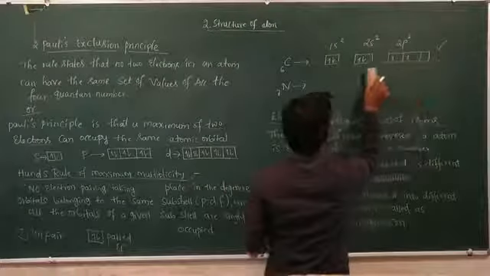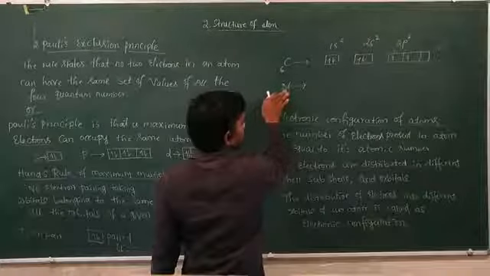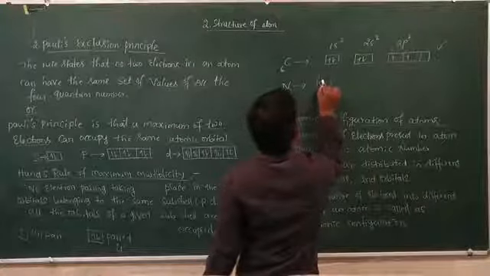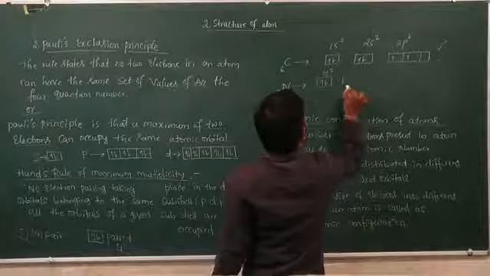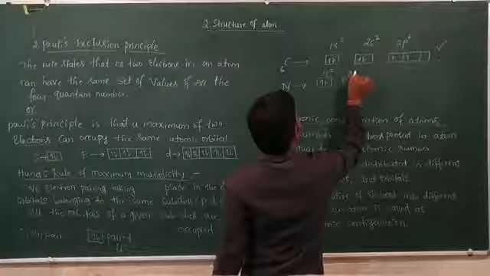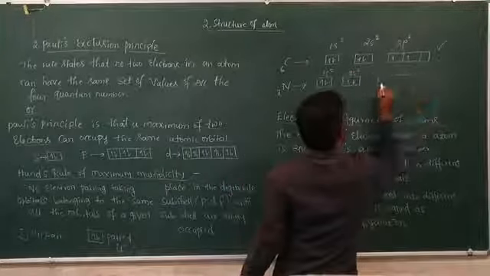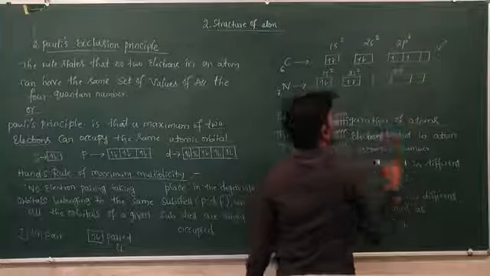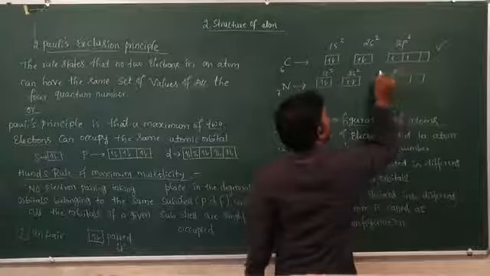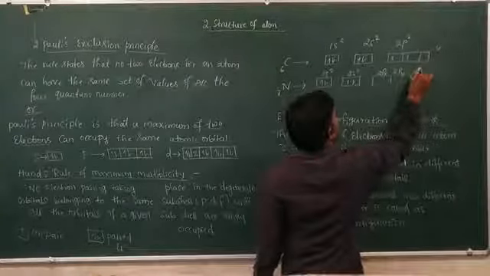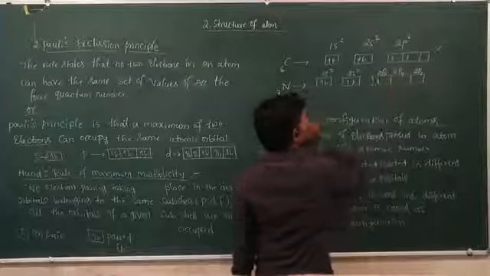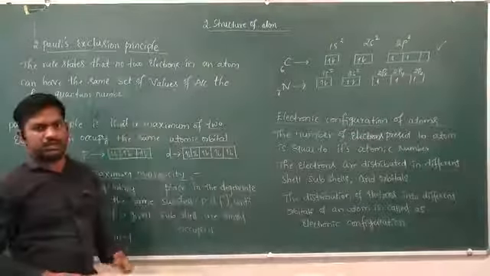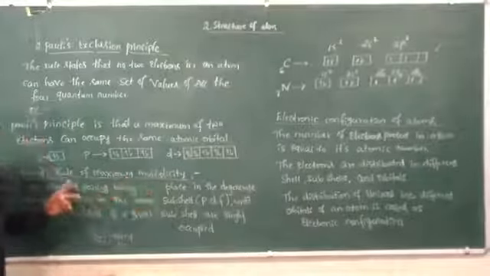For example, the electronic configuration of nitrogen, atomic number 7: 1s2, 2s2, 2p3, 3 electrons. The 2p3 are in the form of x axis, y axis, z axis: 2px, 2py, 2pz. 1, 2, 3, 4, 5, 6, 7. So this is the right way to represent filling the electrons in the orbitals according to Hund's rule.